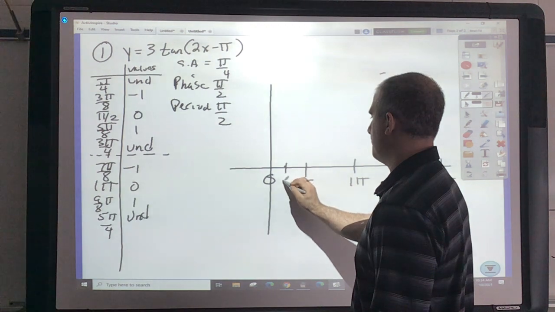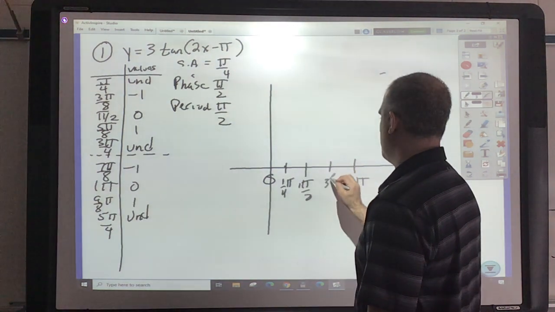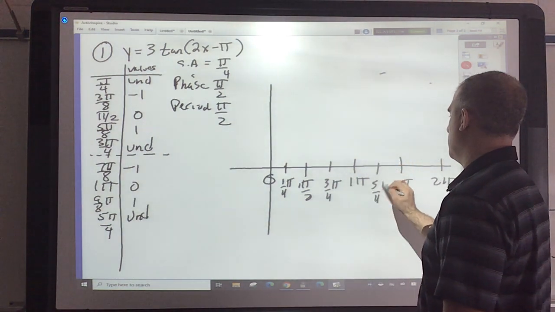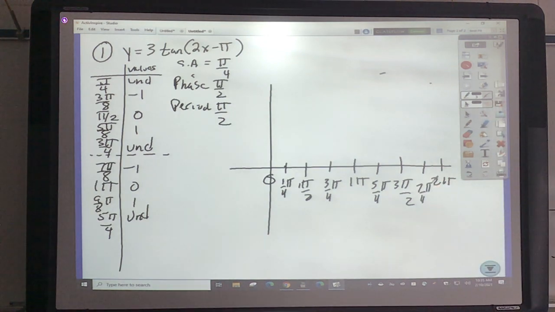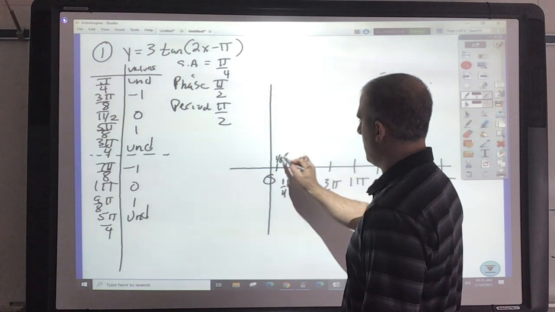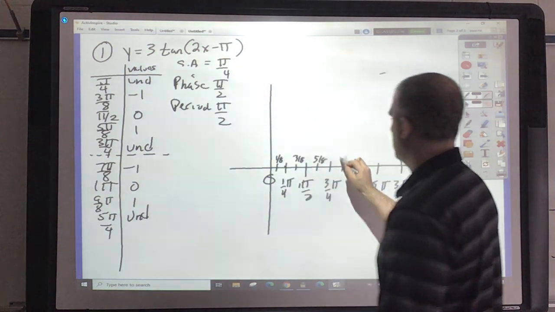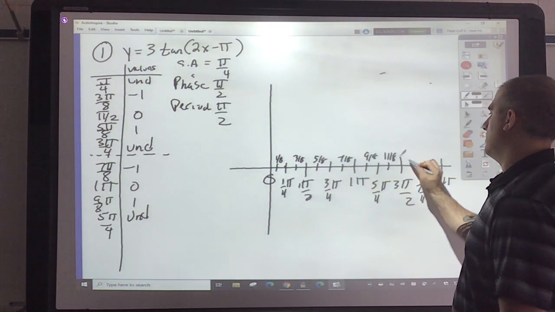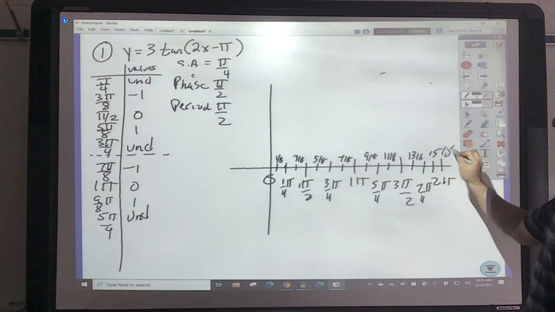So 1/4 pi, 3/4 pi, 5/4 pi, 7/4 pi. Okay. Now I have eighths, so I got to cut the eighth. So I'm just gonna put 1/8, 3/8, 5, 7, 9, 11, 13, and 15. Obviously, I don't use all those.